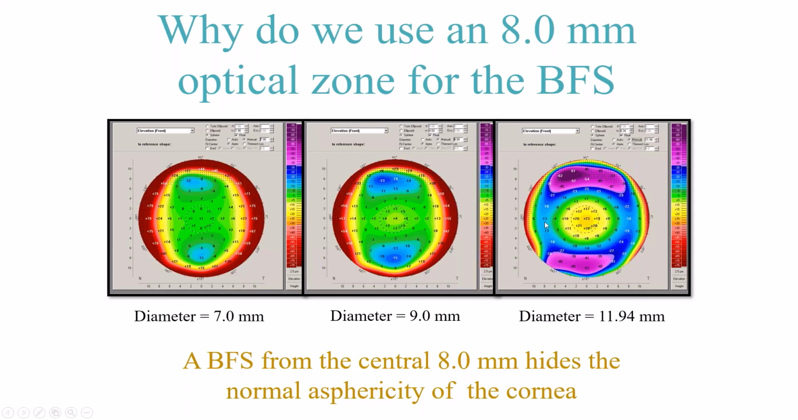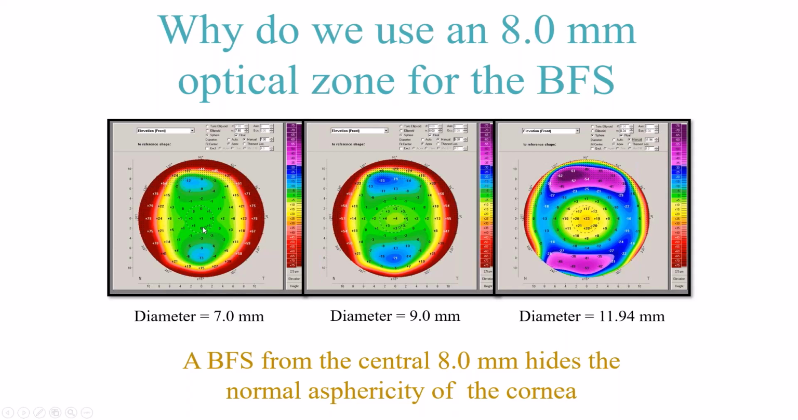But as we shrink the optical zone that we use to compute the best fit sphere, remember again that the cornea is steeper in the center and flatter in the periphery. So as we shrink the zone used to compute the best fit sphere, we steepen the best fit sphere. As we go from basically 12 to 9, we still get a hint of a little bit of an island here. But when we go down to 7, it's completely masked.